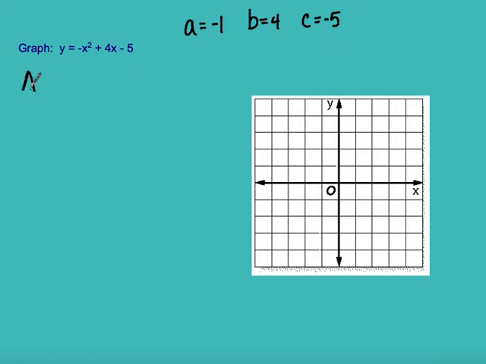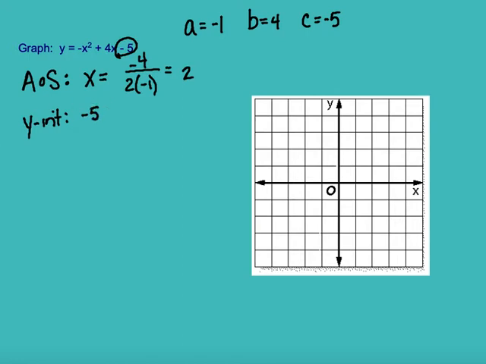So again, I'm going to start with my axis of symmetry. And my axis of symmetry is going to be located at x equals -b over 2 times a. So that gives me -4 over -2, which shows up at +2. All right, so at +2, my axis of symmetry is located. I can find my y-intercept very easily. My y-intercept is going to be at -5.